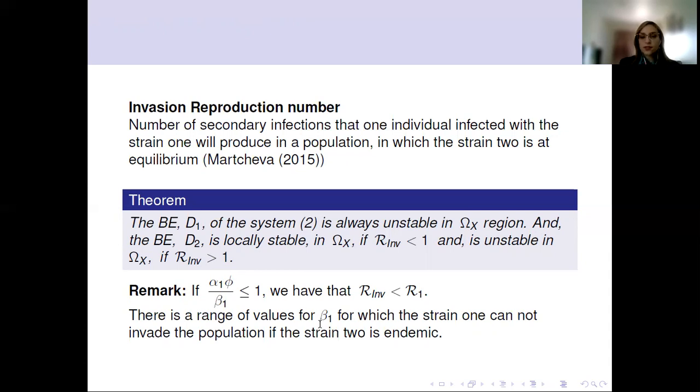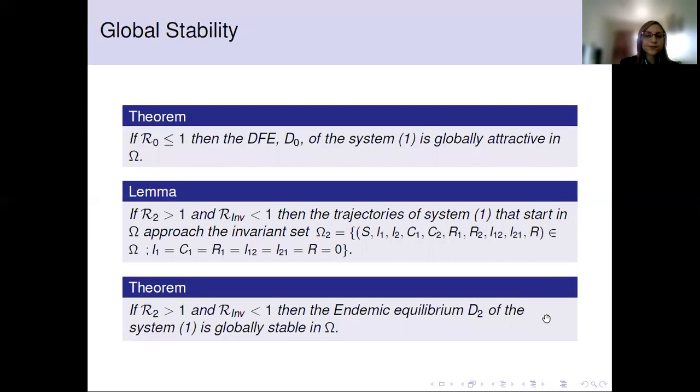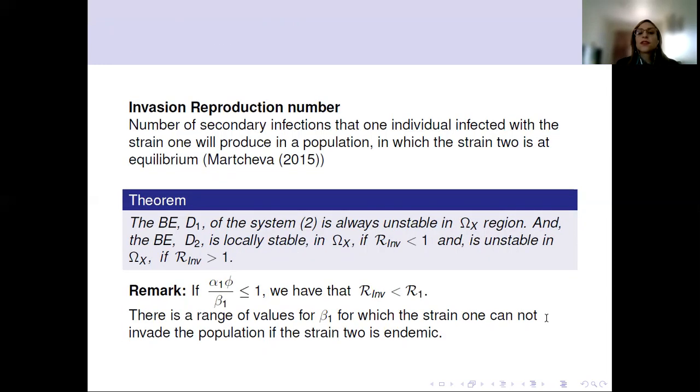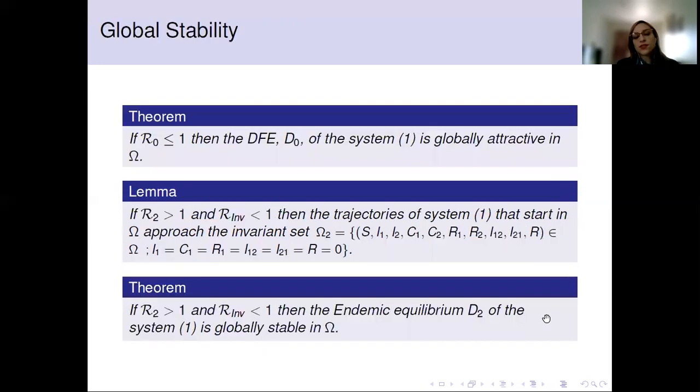Of course, this invasion reproduction number is a very important threshold, as I was saying, because biologically speaking, there is a range of values of the infection rates for which strain 1 cannot invade the population if strain 2 is endemic. So these are the results for local stability.